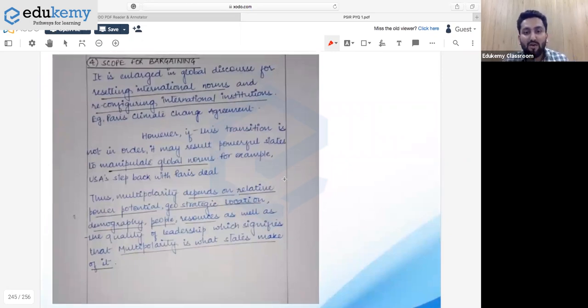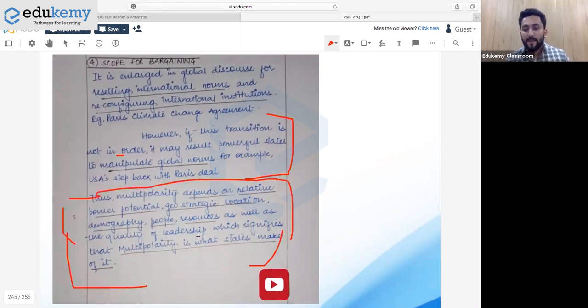It is enlarged in global discourse for resetting international norms and reconfiguring international institutions, example, Paris Climate Change Agreement. However, this transition is not in order. It may result in powerful states manipulating global norms. For example, USA stepped back from the Paris deal. Thus, multipolarity depends on relative power potential, geostrategic location, demography, people, resources, as well as the quality of leadership, which signifies that multipolarity is what states make of it.